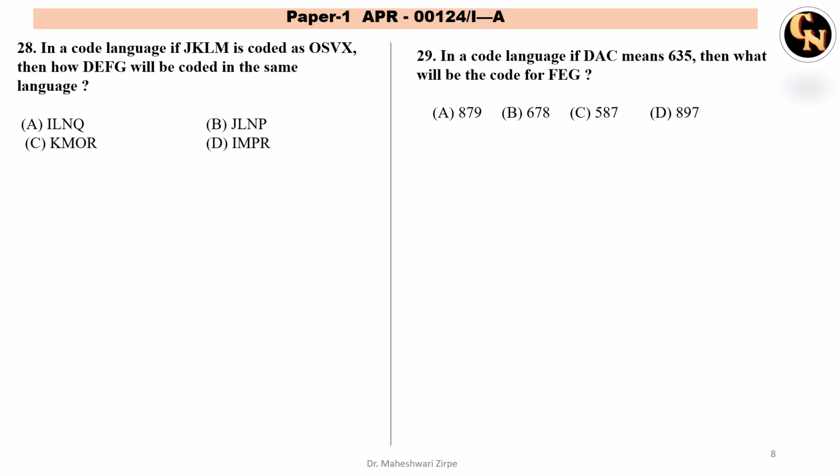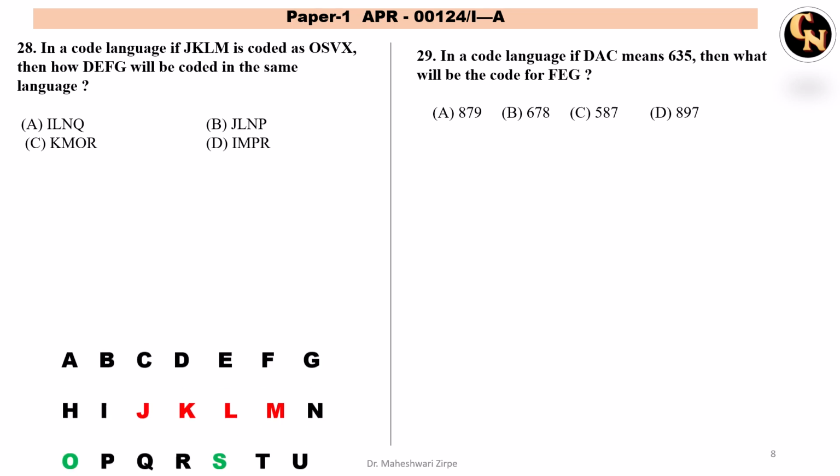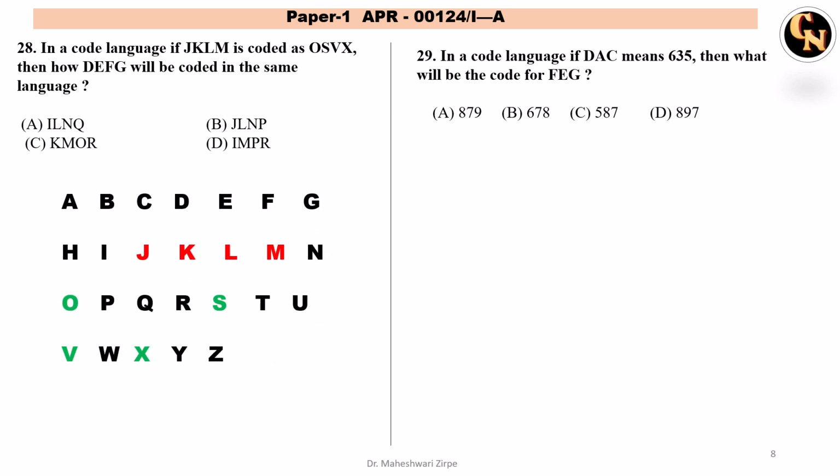In the code language, if JKLM is coded as OSVX. Basically such types of questions are asked in set exams, where whenever you see such code language, what you have to do is write down ABCD till Z. I've shown that here. You have to write all the alphabets. Now what they are saying, I've shown here in red, JKLM. JKLM is coded as what? OSVX, which I've shown in green color.